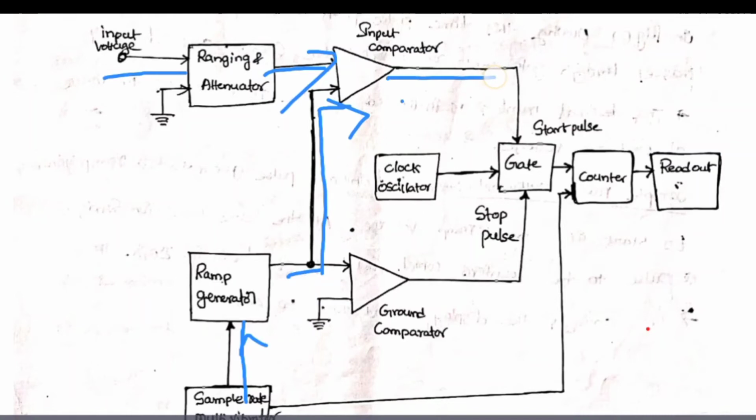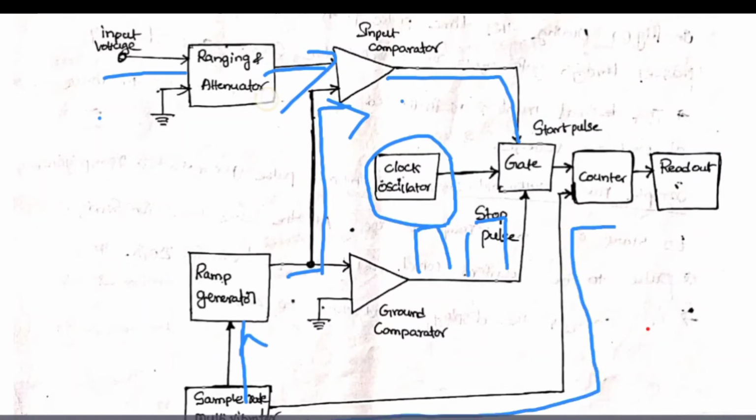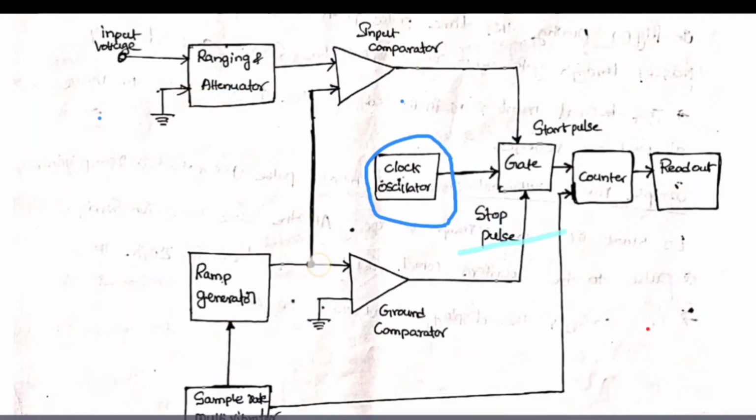Here the input comparator is also connected to the gate, with start and stop pulses, and the clock oscillator. The clock pulses are produced by the clock oscillator. After that, whatever signal we give is compared with the ramp voltage. The number of clock pulses is counted by the counter. After that, the number of clock pulses is read out, and that is the unknown or measured voltage in the case of a DVM. You can see the various parts of the ramp type DVM.